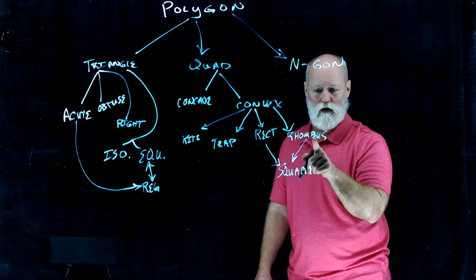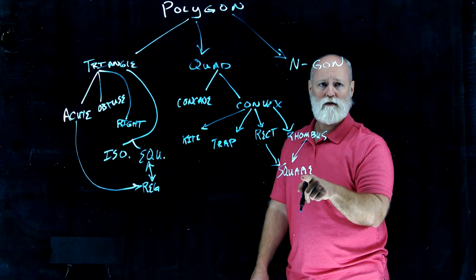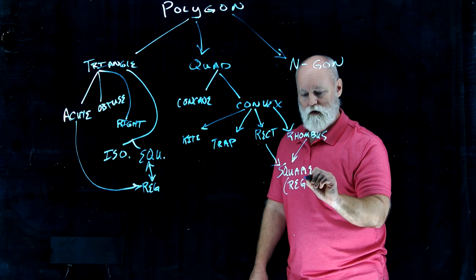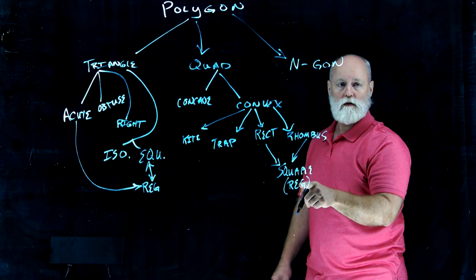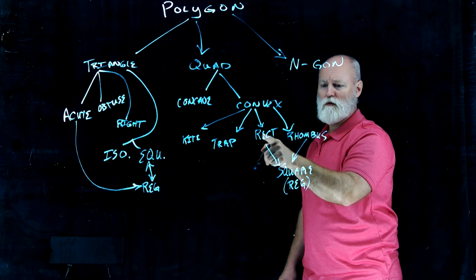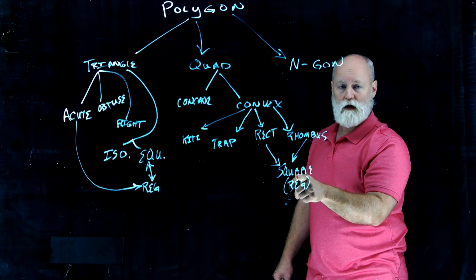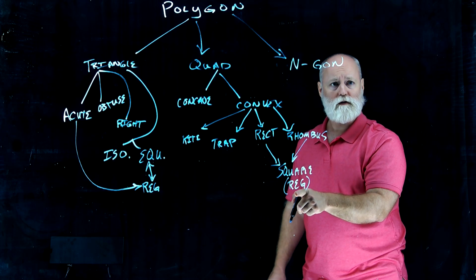But just because it's a rhombus doesn't mean it has to be a square, nor just because it's a rectangle does it have to be a square. And this one right here is our regular quadrilateral. So notice where that is in the tree, right? A quadrilateral can be convex. That convex quadrilateral can be a rectangle or a rhombus, or it can be both a rhombus and a rectangle, which makes it regular. And we have a special name for that particular one, which is called a square.